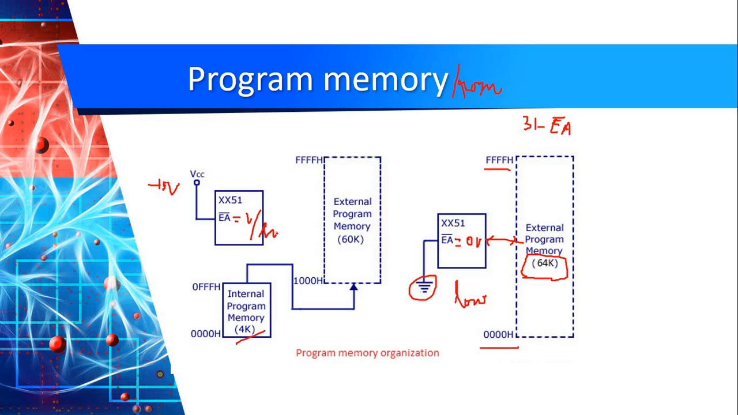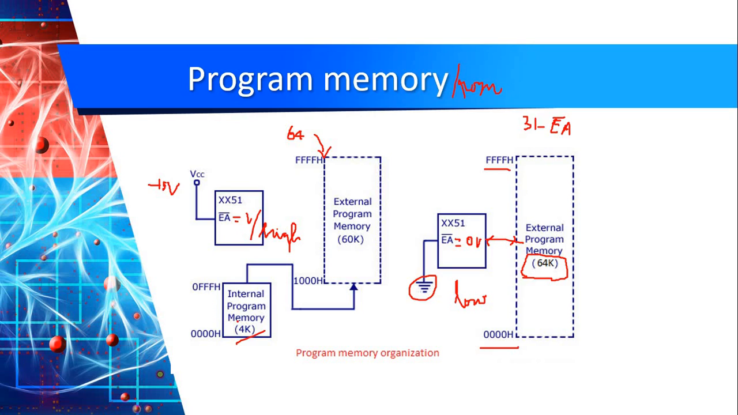When it is in the active high state, internally I have 4 KB. So it can take 4 KB from internal memory and the other 60 KB from external memory. So out of 64 KB, it will use only 60 KB from external memory and 4 KB from internal program memory, when external access is equal to 1, that is, in a high active state.